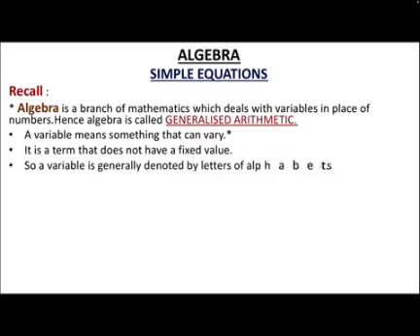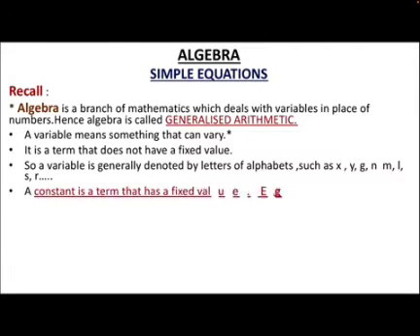So a variable is generally denoted by letters of alphabets such as x, y. All these are small alphabets. So these alphabets are used as variables in our terms and expressions. A constant is a term that has a fixed value, as you all can see, 1, -4, 6, 23, -10, all these are constants because they have fixed values.